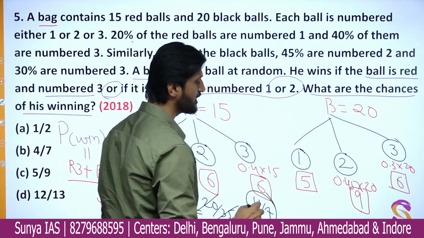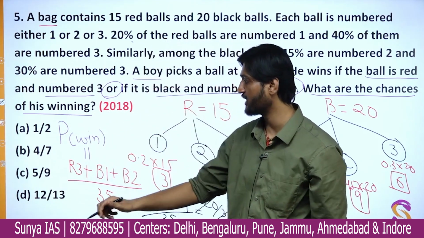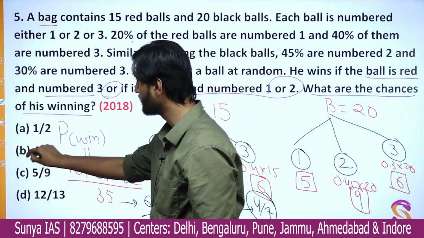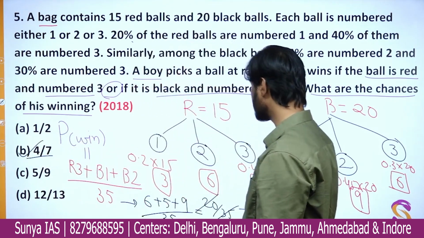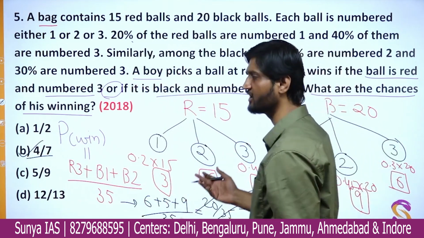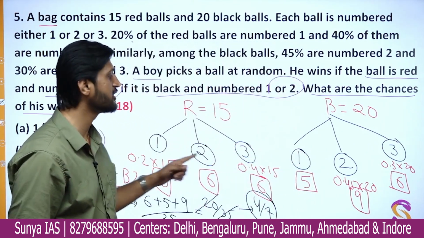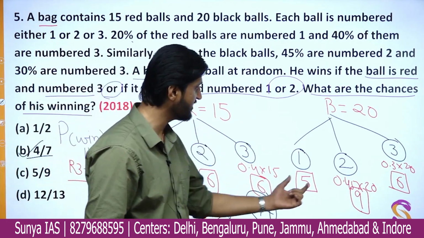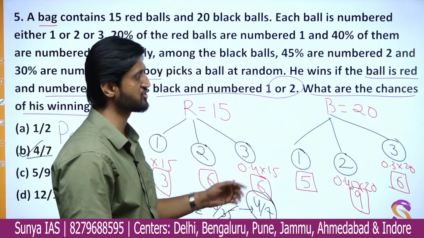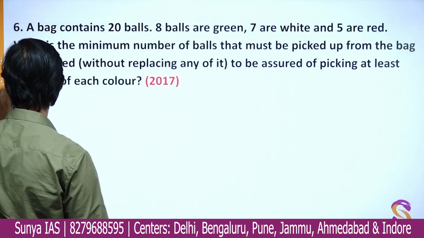So the probability or the chances of this boy to be winning are option number B, 4 plus 7. So this is a standard question on probability, not a difficult one. The idea is, if you just write down all the information provided to you, if you are correct with the idea of percentage, you can easily solve this question. Okay. Now moving on to the question number 6.